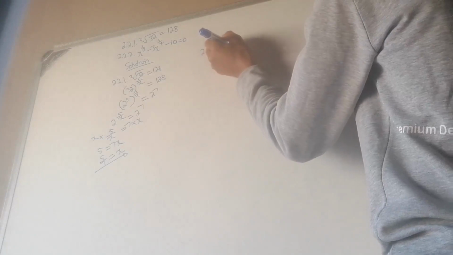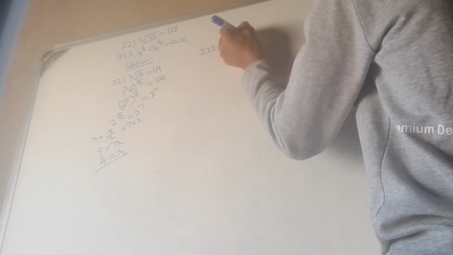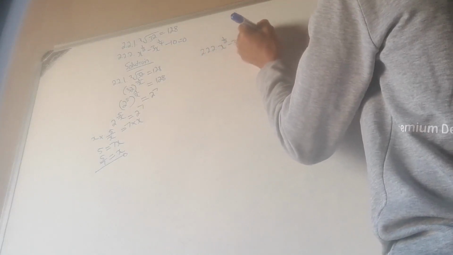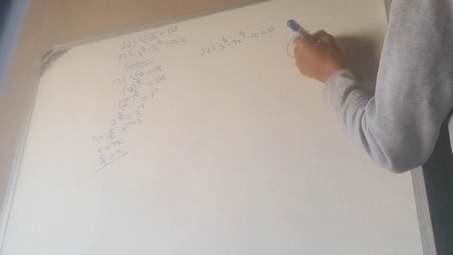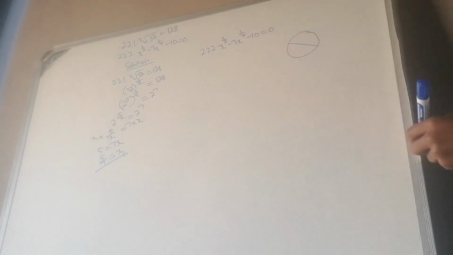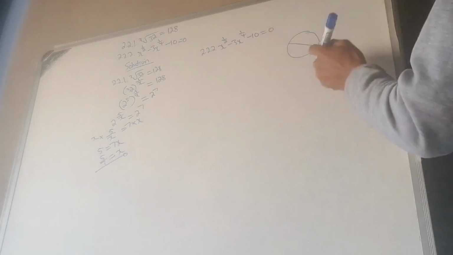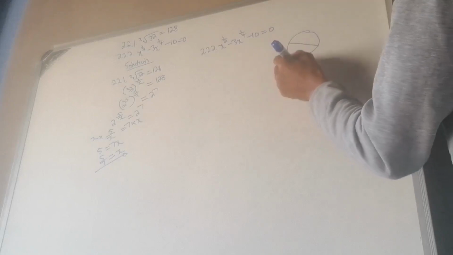x to the power 1 half minus 3x to the power 1 and a quarter minus 10 equals 0. Now, I can write 1 and a quarter, because 1 half here. Okay, 1.5. 1.25 here.